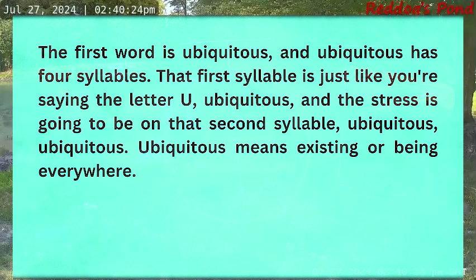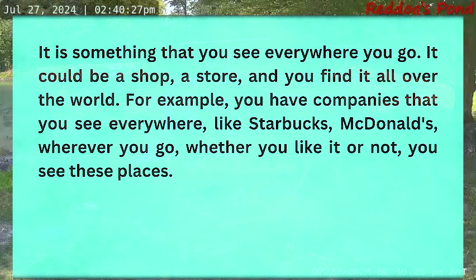Ubiquitous means existing or being everywhere. It is something that you see everywhere you go. It could be a shop, a store, and you find it all over the world. For example, you have companies that you see everywhere, like Starbucks, McDonald's. Wherever you go, whether you like it or not, you see these places.